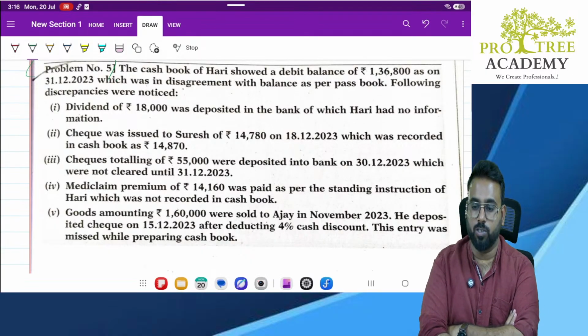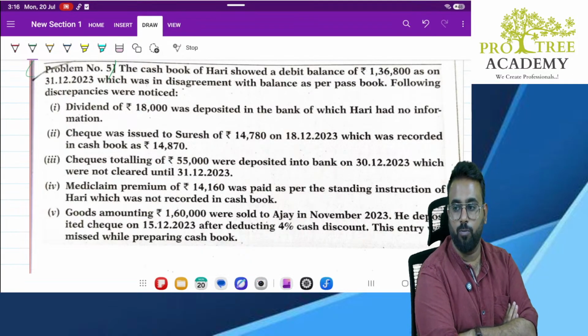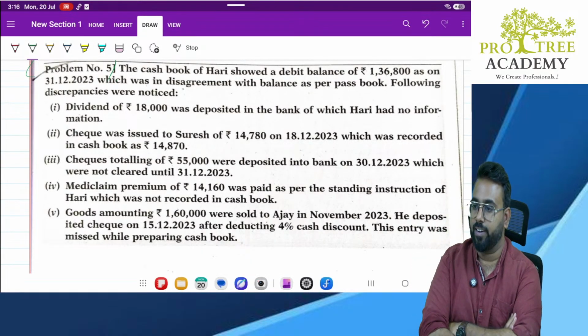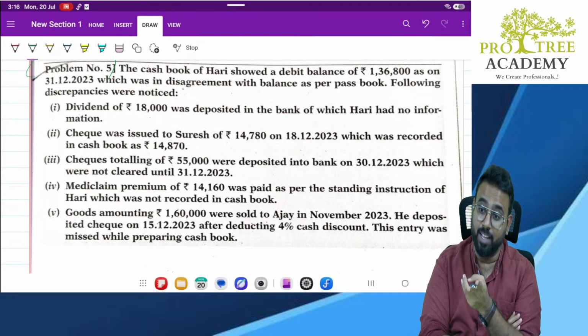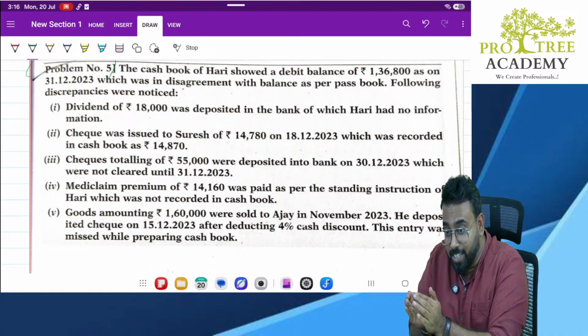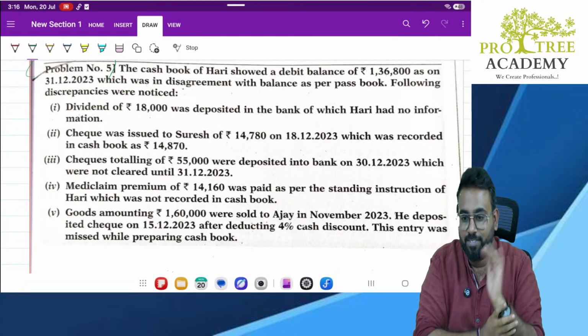Sir, why should the technique not be followed? Why can't you give us one formula? I will tell you, wait. First you need to remember the formula, which plus, which minus. After that, you have to classify those transactions into that particular head only.